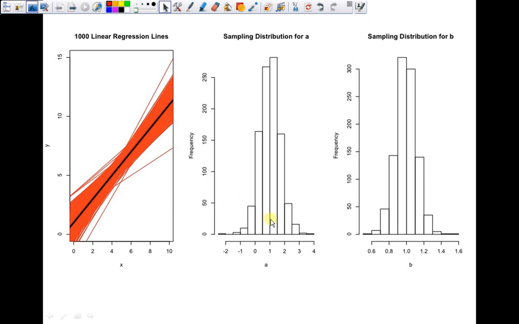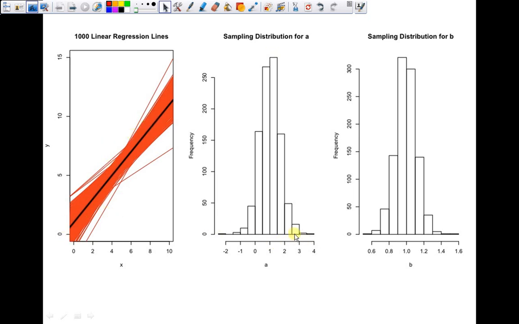So notice that this distribution is the slopes of each line. The most common slope is about 1, or I guess 1.5, 1 to 1.5. That's the most common slope. So the most common slope of these red lines is that.